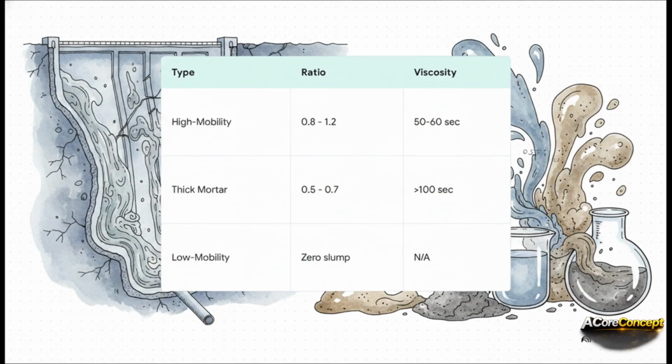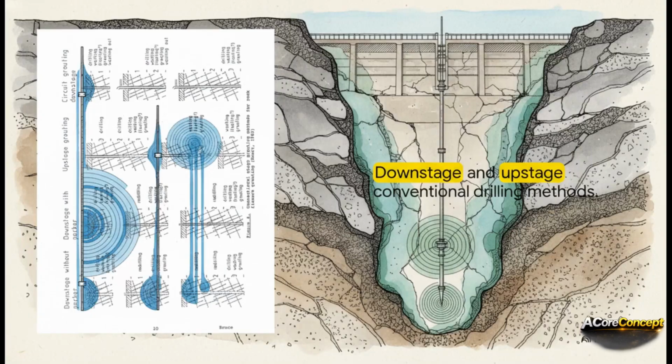Now, compare that to a stable, high-mobility mix. That has a much higher water-to-cement ratio, around 0.8 to 1 to 1.2 to 1, and it flows almost twice as fast, making it perfect for tight joint permeation. You can really see how tailored these solutions have to be. For those massive near-surface cavities caused by excavation, a thicker mortar is exactly what's needed to bridge the gaps without just washing away. Once that mix is perfectly designed, getting it into the rock requires a very specific strategy.